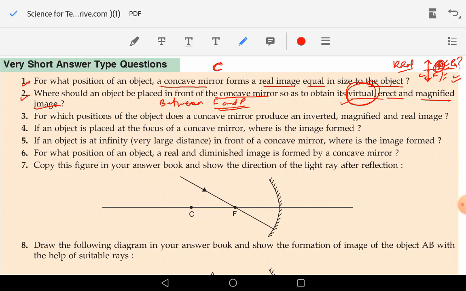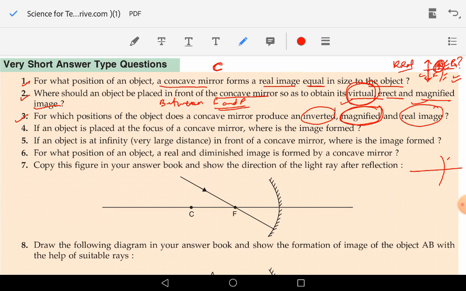Question number 3: for which positions of the object does a concave mirror produce an inverted, magnified and real image? A concave mirror forms a real image in most cases, but in which case will the image be magnified? Magnified means that the image will be enlarged as compared to the object.